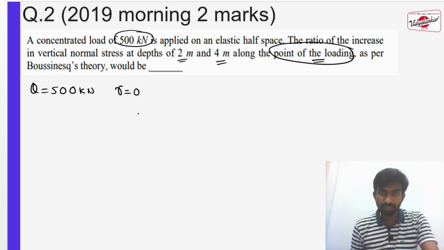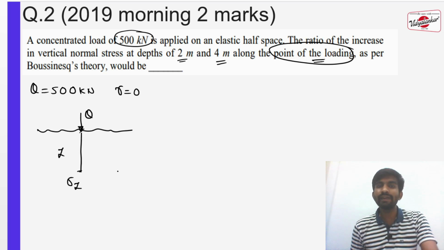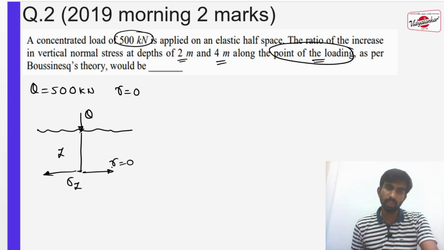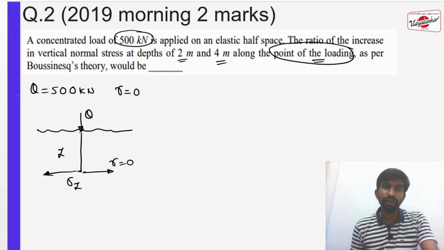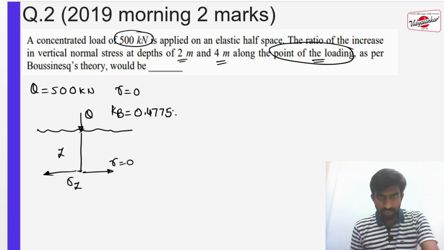इसका meaning ये है कि suppose this is my surface, if I am applying the load here as Q and I am finding out some stress at depth Z, but not in a radial direction or some horizontal direction. So the r value, the horizontal direction distance, is given as 0 here. And as we have noted in the formula itself, whenever your r by z ratio is 0, your Boussinesq's coefficient, that is Kb, is 0.4775.